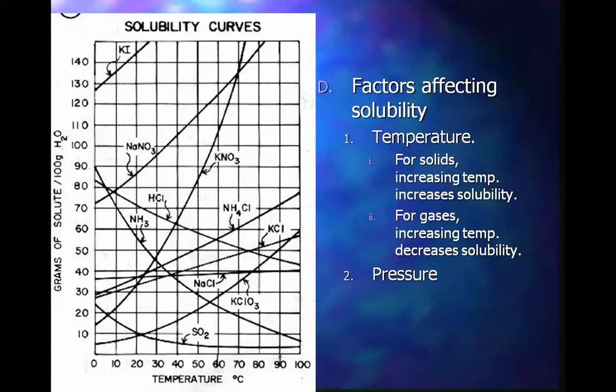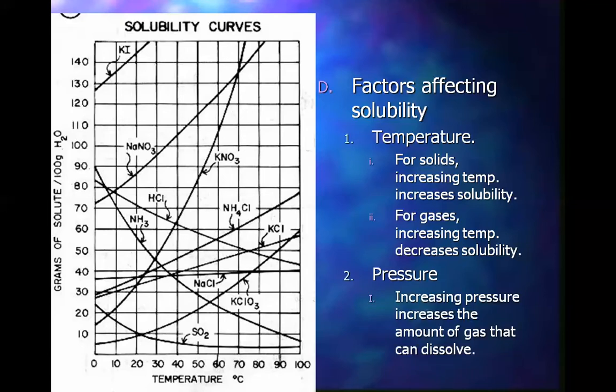Pressure can also affect it. This only works for gases, all right? So if you increase pressure, more gas will dissolve. This works in something like Pepsi, so that's why those are packaged under pressure, because it actually forces the CO2 to be dissolved more. And then as soon as you pop the top, you hear the sound. That's all the gas coming out of solution, and then there's a bunch of bubbles. Okay, so these solubility curves are really important.